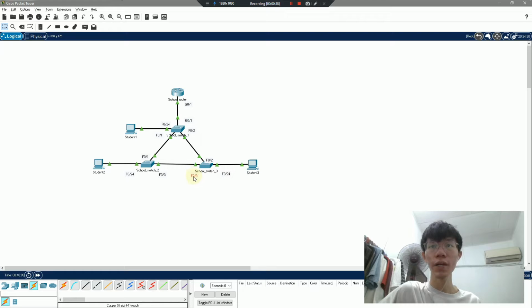And we have 3 PCs, which are student 1, student 2, and student 3.